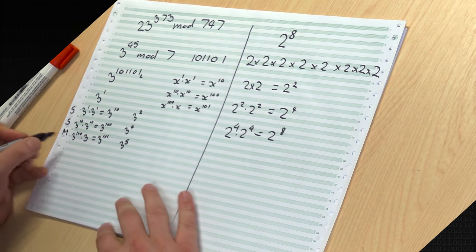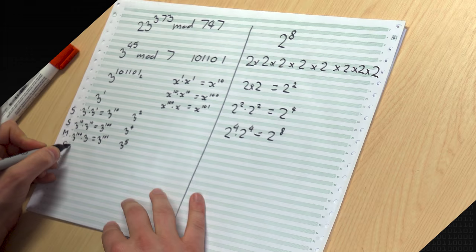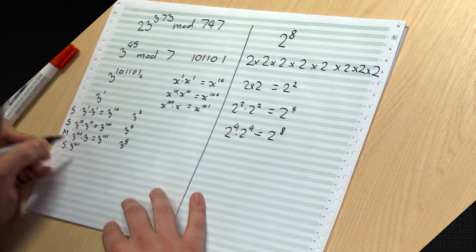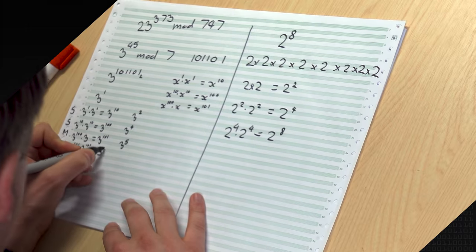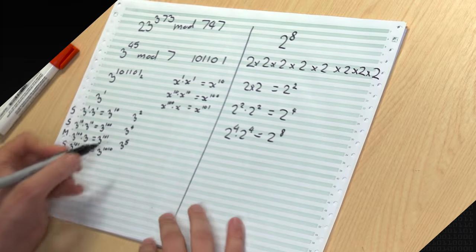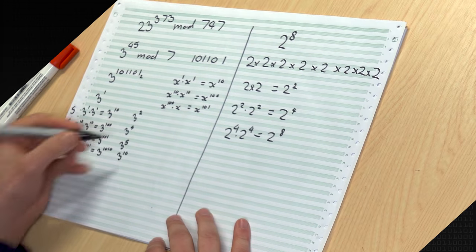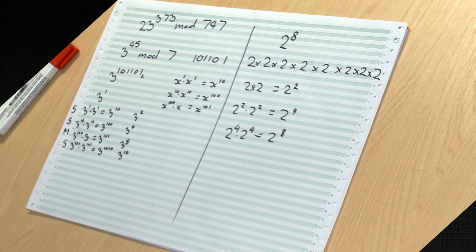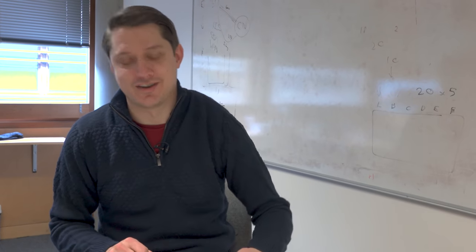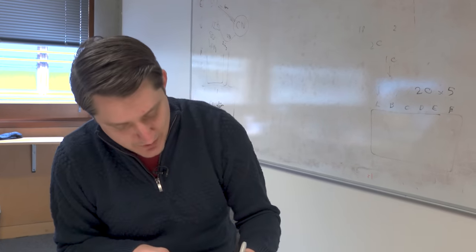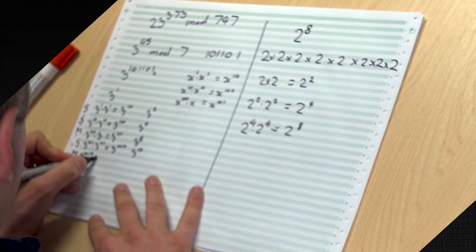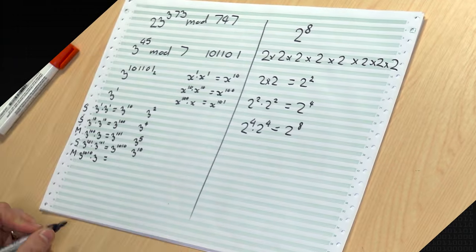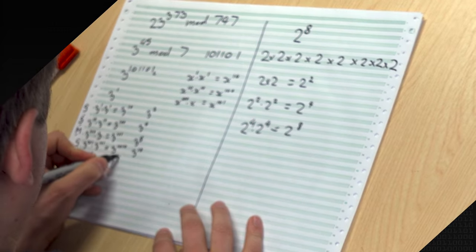So we need to square again. So that's going to be 3 to the 101 multiplied by 3 to the 101, which is 3 to the 1010. That's 3 to the 10. Right. And if anyone's got their binary calculator out, you can confirm my working here. Right. Let's keep going. So we're going to multiply. So 3 to the 1010 multiplied by 3 is equal to 3 to the 1011.